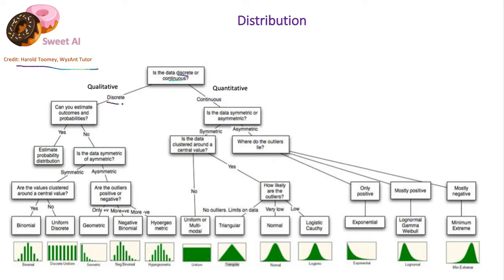If it is discrete or qualitative, it can be binomial, uniform discrete, geometric, or negative binomial, and these are the distributions that we are going to get. And it depends on whether it is asymmetric or symmetric. And for a continuous variable, we can get uniform, normal distribution, logistic, exponential, and so on.